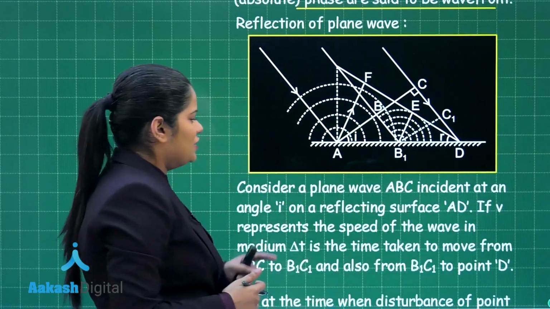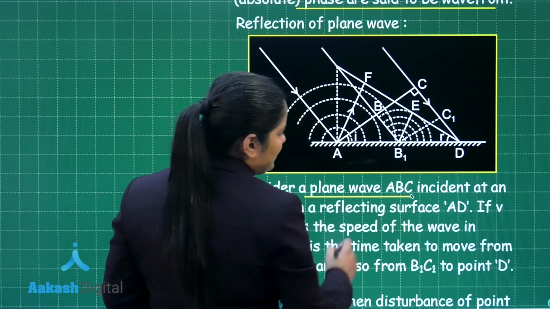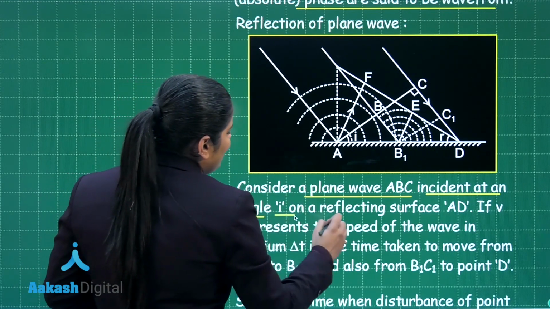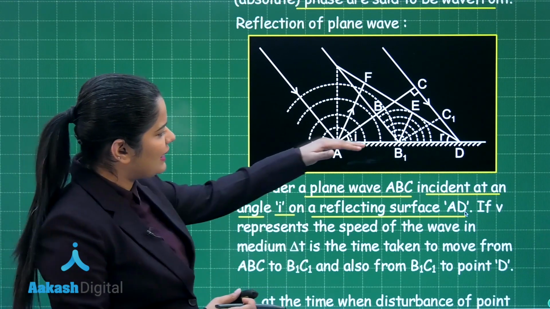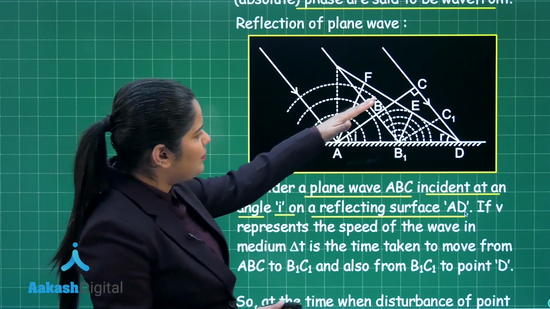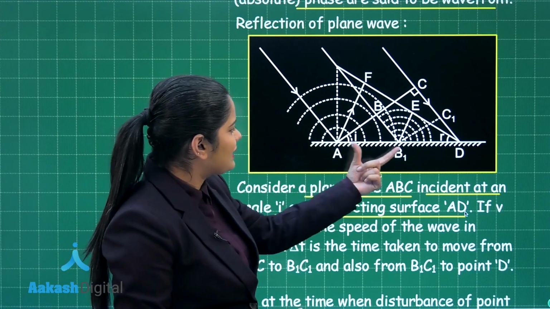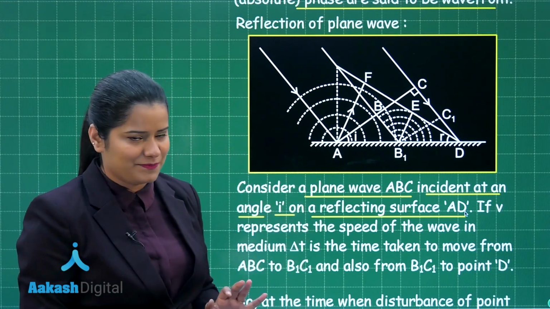Moving further, in this question we were also asked to prove the law of reflection using the wave theory. For that you can consider a plane wave ABC that is incident at an angle i on a reflecting surface AD. This is my reflecting surface AD, and ABC is the wave incident on this reflecting surface at angle i, that is the angle of incidence.